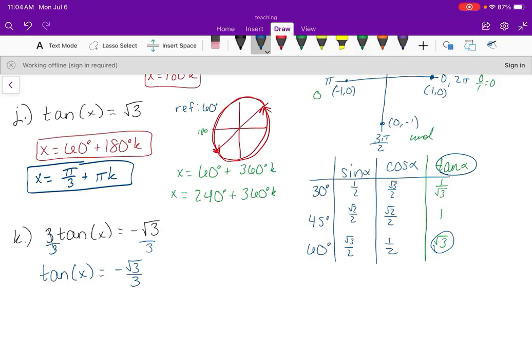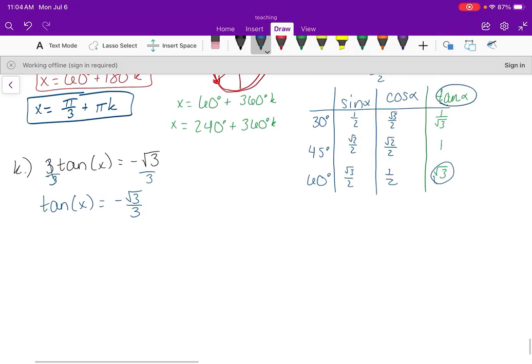You should try this one yourself, of course. Hopefully you've maybe done that already, but if not, that's alright. So tangent, be careful here. Square root 3 over 3 is the same as 1 over square root 3. It's just rationalized. So this is happening at 30 degrees. So 30 is my reference.